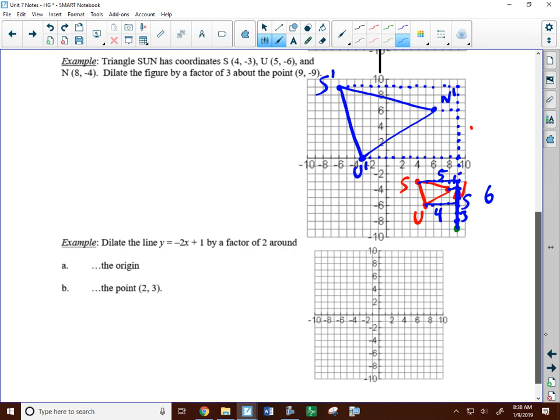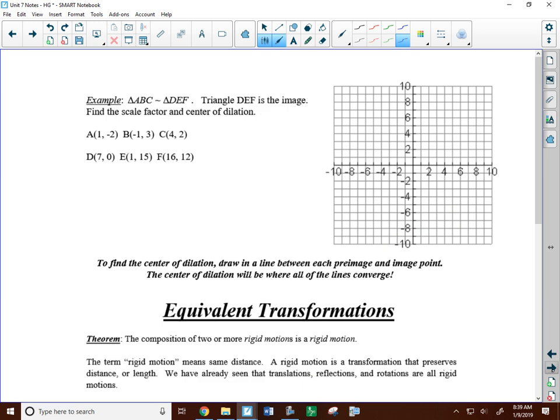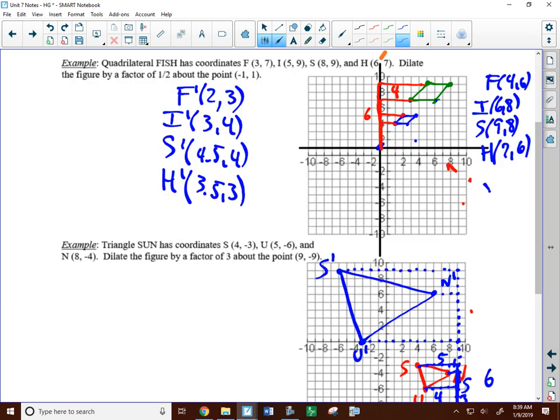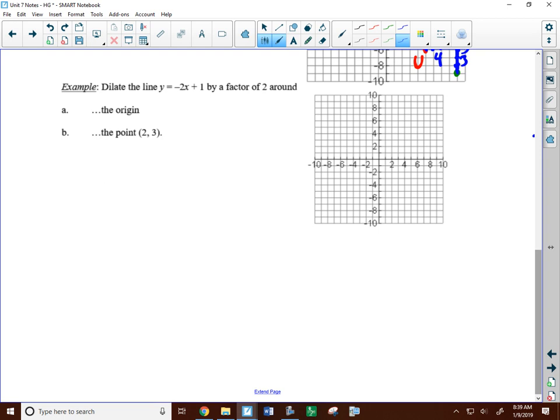Okay, I want to review something with dilating a line, not around the origin. And then I have one other question, which is a very fun one. I guess it's on the back. Okay, so one at the bottom, let's review dilating a line, negative 2x plus 1, by a factor of 2. We've done around the origin before, but we'll do a different point.